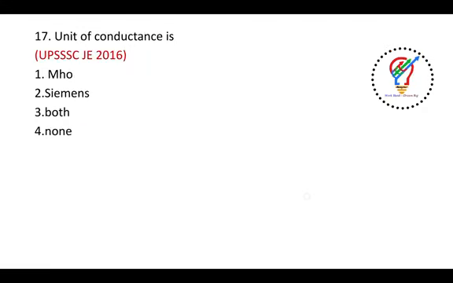Next one, the unit of conductance. Conductance, generally denoted by G, is the reciprocal of resistance. What is the unit of resistance? Ohm. So the unit of conductance is 1 by ohm, which is nothing but mho, which can also be called Siemens. So the answer will be mho or Siemens. Both are correct.